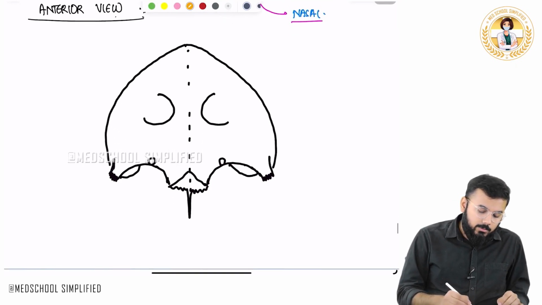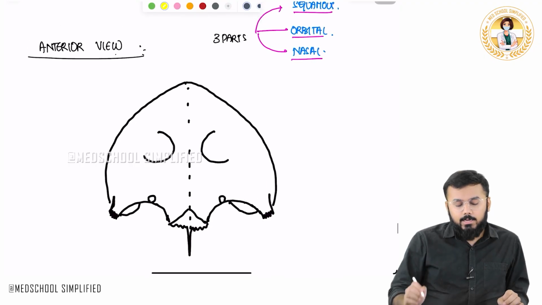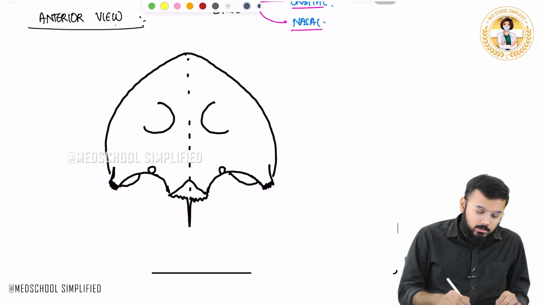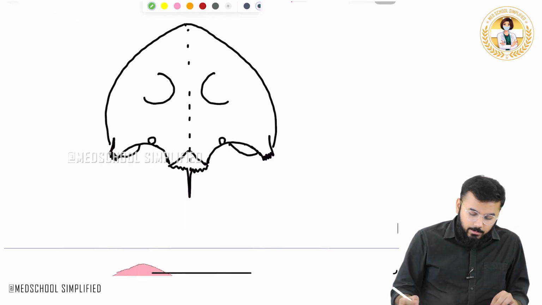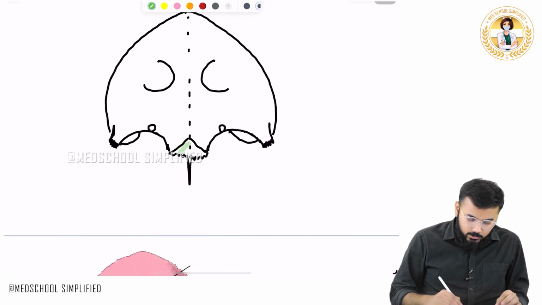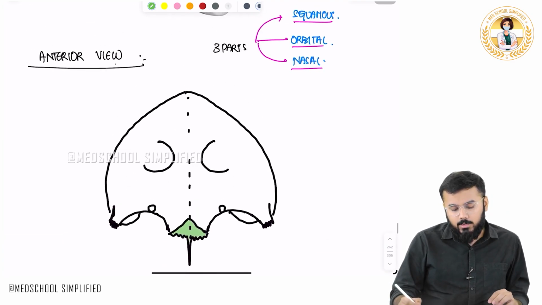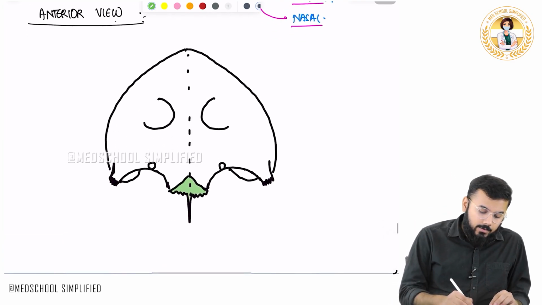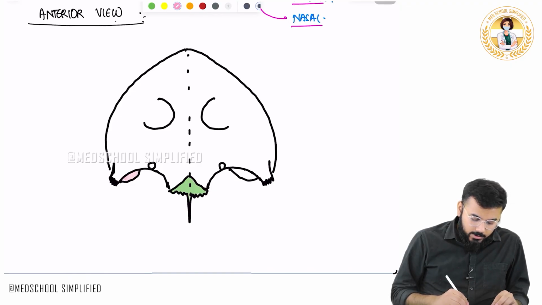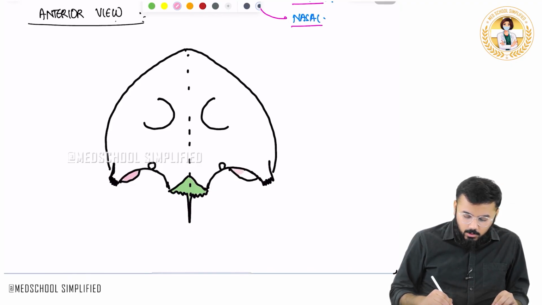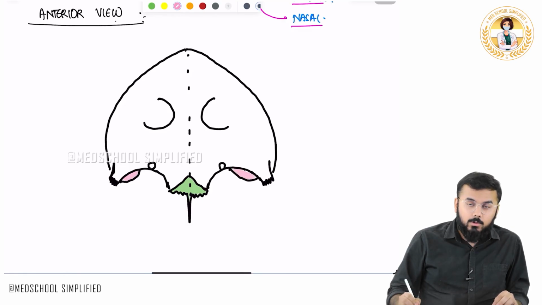So where is the squamous part? Just look at the picture right now. First of all, let us discuss the orbital and nasal, and then the squamous will be easy. So you can see this part which I am highlighting right now. This part of the bone which I am highlighting is called your nasal part of the frontal bone. After that, this part which I am highlighting right now is called the orbital part of the frontal bone. So this is called your orbital part.